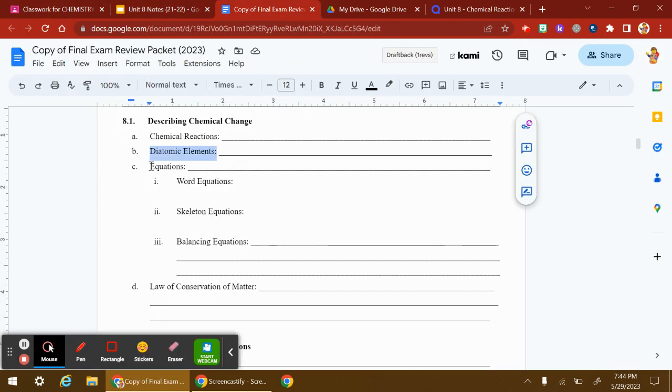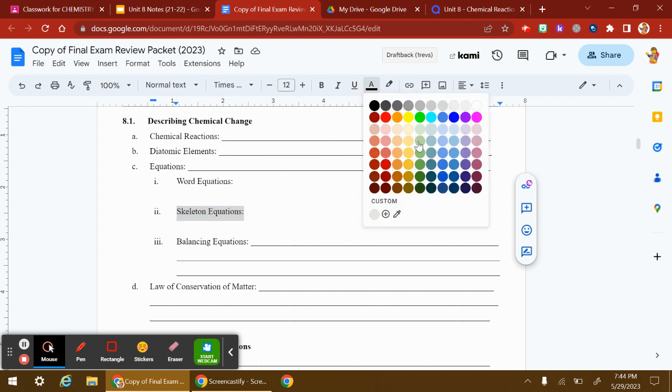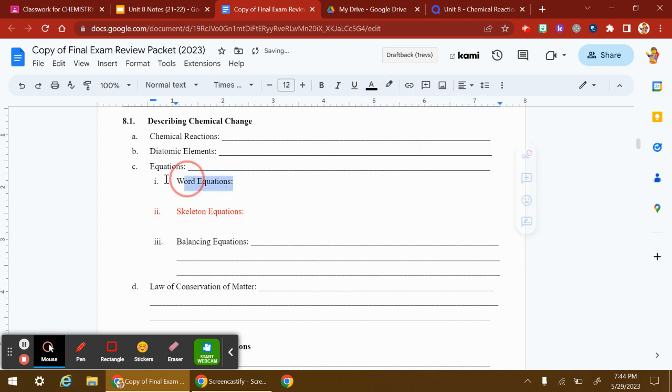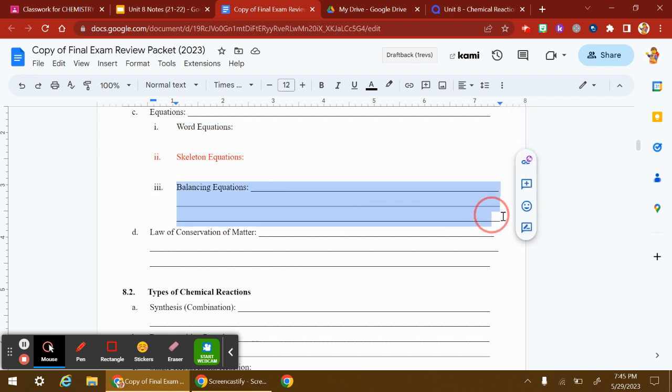Okay, next up, equations. All right, so skeleton equations, not going to be as important, but things you are going to need to know for your final are word equations. If I give you the name of two substances that are being mixed together, you have to be able to put them from a name into a formula and then complete that chemical equation. And we'll do some of that with the example problems below. Same here. You have to be familiar with how equations are balanced. You'll be asked to balance several equations on the final exam.